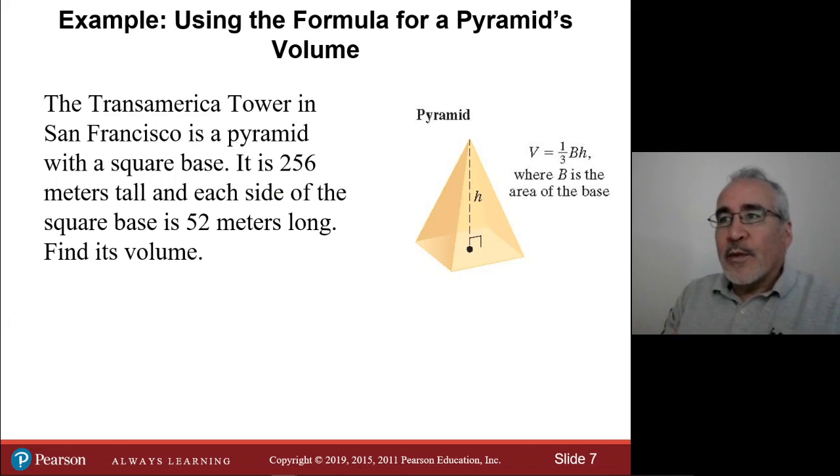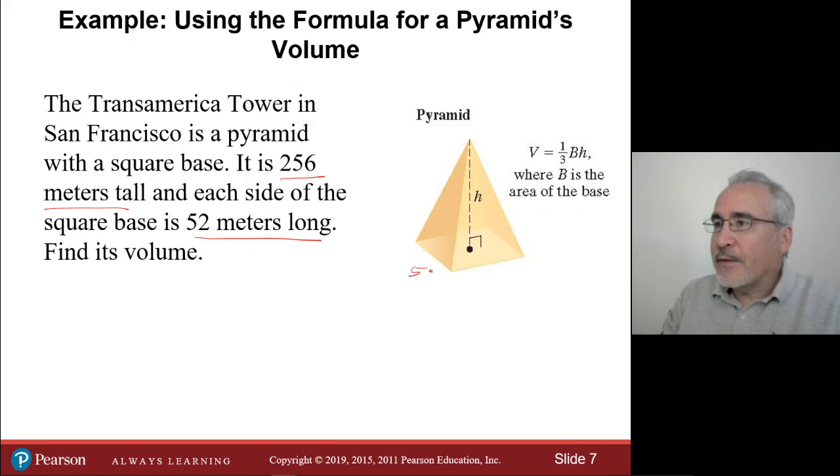Now, again, this unit is not about building swimming pools, but about finding volume. So we've got the Transamerica Tower in San Francisco, very iconic. It's a pyramid with a square base, and they can measure that it's 256 meters tall, and on the base it's 52 meters long. So 52 here, and it's a square base, 52. The height is 256.